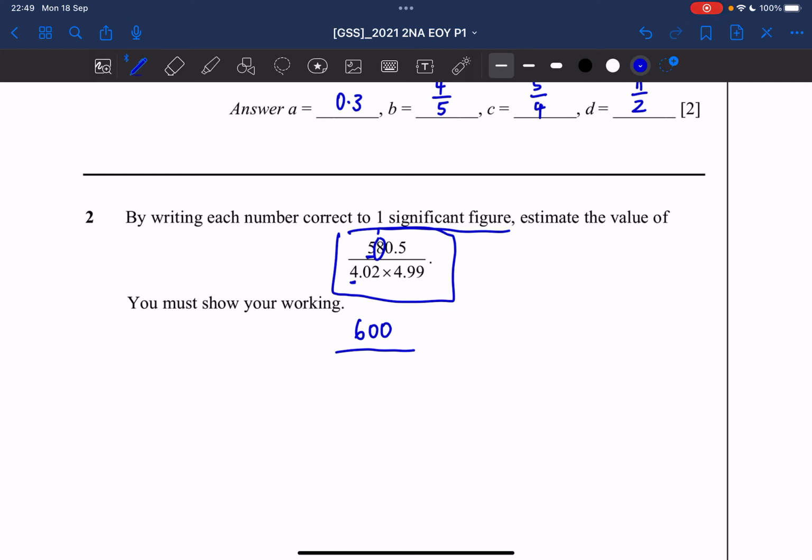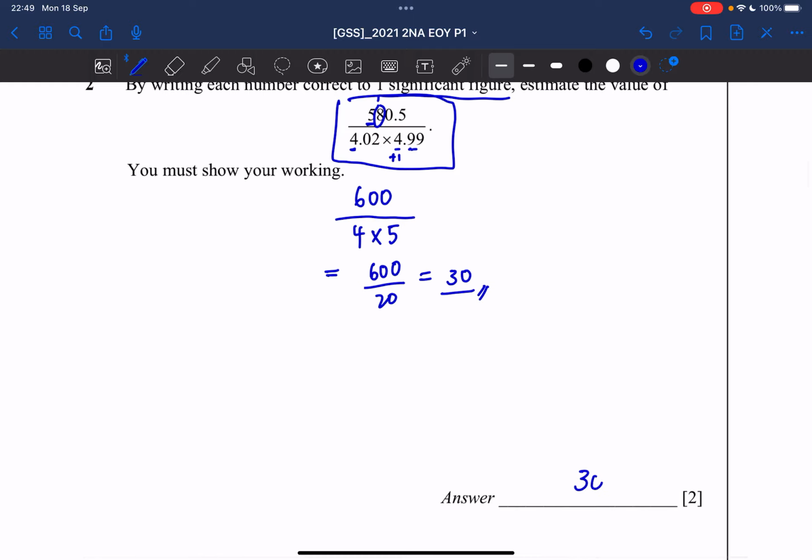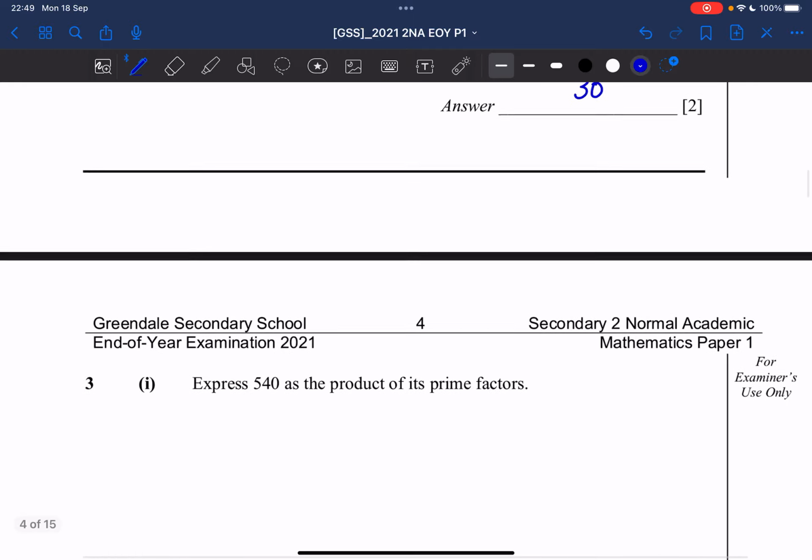4.024, our first significant number is 4, so 4 times 4 is our first number, but 9 is a big number. So the 4 must plus 1. So become 5. Okay, so this is 600 divided by 20. So we should get 30 as our answer. Okay, so 30 here. Now, next question.